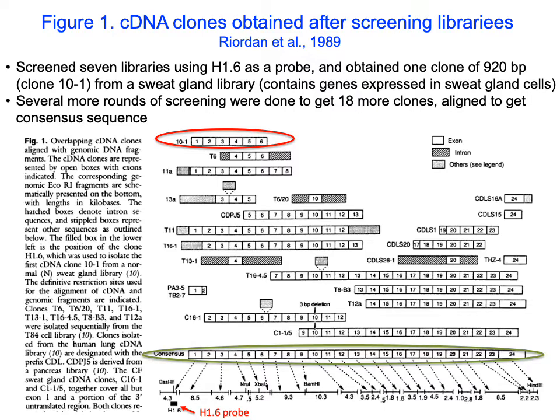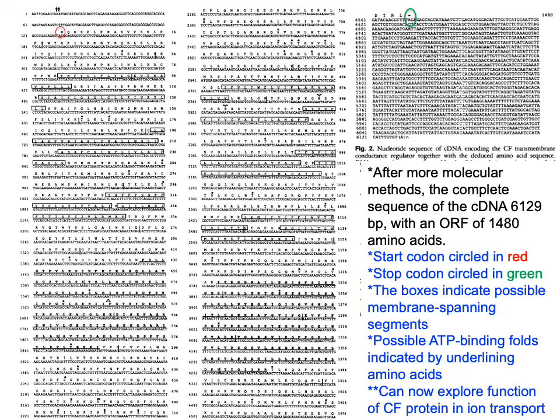And they were able to align these different clones and overlap them in order to get a consensus sequence, which I've circled in green at the bottom of the slide. So they did a couple of other molecular methods and procedures, but ultimately they had the complete sequence of the cDNA for this region. It was 6,129 base pairs, which is shown here in figure 2, and this would encode a protein of 1,480 amino acids.